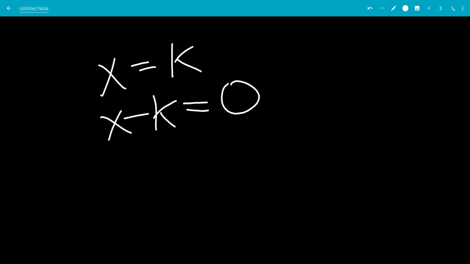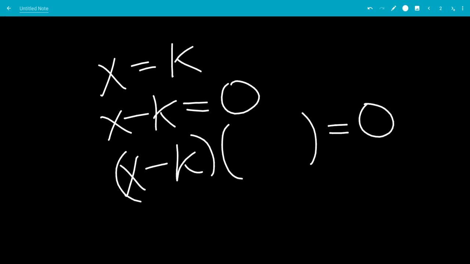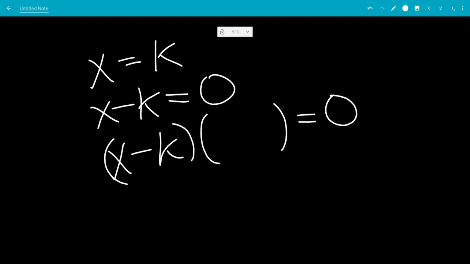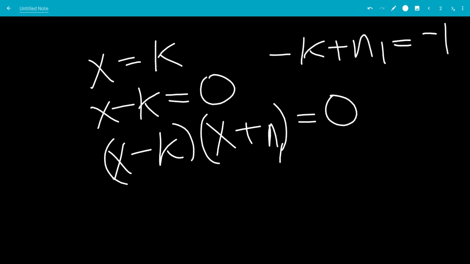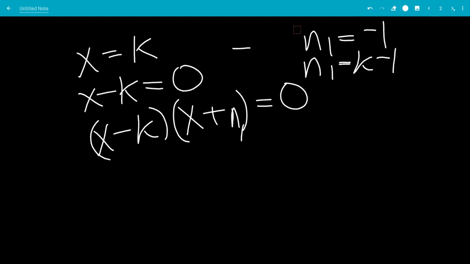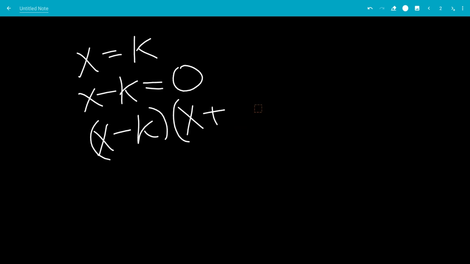Okay, so we have x equals, let's say, another number, k, and we want to turn that number x into an infinitely nested radical. So let's subtract k on both sides, leaving us with x minus k equals 0. And now we want to multiply x minus k by something. On the right-hand side, 0 times something is still 0. So we want the term to be minus k, and then plus, let's call it n1. So this plus n1 is equal to negative 1. Add k on both sides, so you get n1 equals k minus 1.